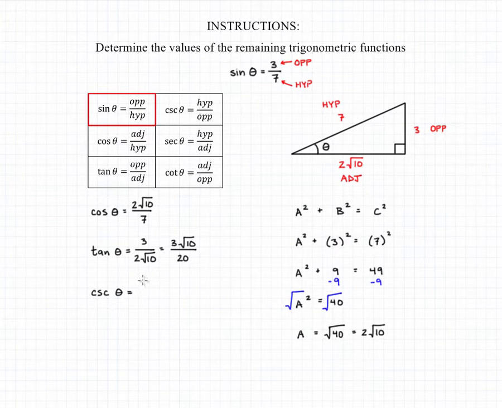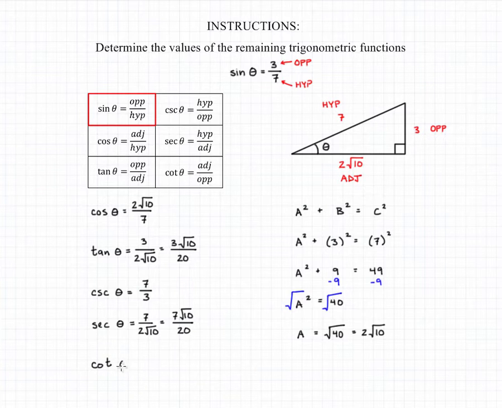We know the cosecant of theta is going to be the reciprocal of the sine of theta, so that'll be 7 over 3. We know secant of theta will be the reciprocal of cosine, so that's going to be 7 over 2 root 10, or 7 root 10 over 20.